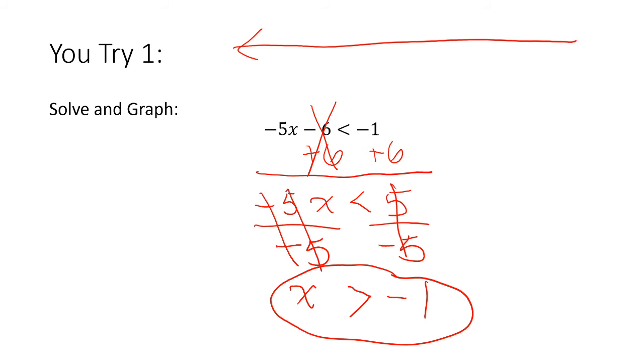Now we graph it. Ooh, I graphed it backwards. That's not good. Let's fix that. Negative 1, 0, negative 2. I want a hollow dot at negative 1, and all of the x is bigger than negative 1. So I'll draw my arrow.